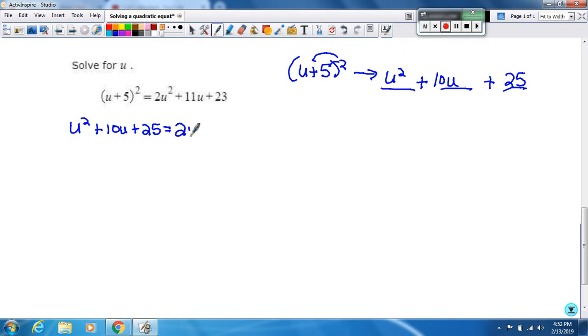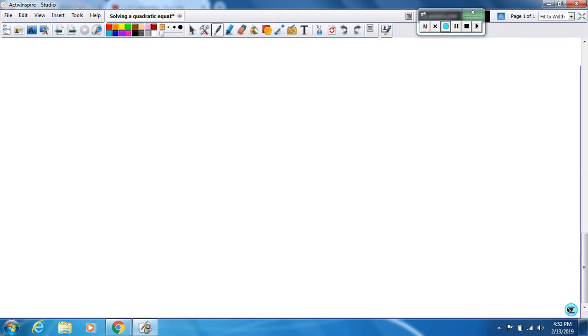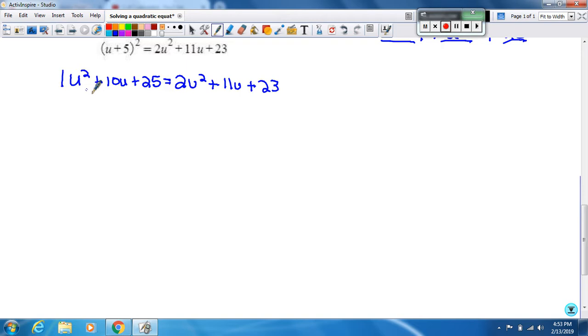So I'm going to end up with u squared plus 10u plus 25 equals 2u squared plus 11u plus 23. You want to keep your squared term positive, so you want to move the smallest one over. So I have to move the positive 1 over. So I'm going to change that to a negative 1u squared, put it on both sides under the u squareds. Positive 10u changes to a negative 10u, put that under the u's. And a positive 25 changes to a negative 25, put that in the constants.